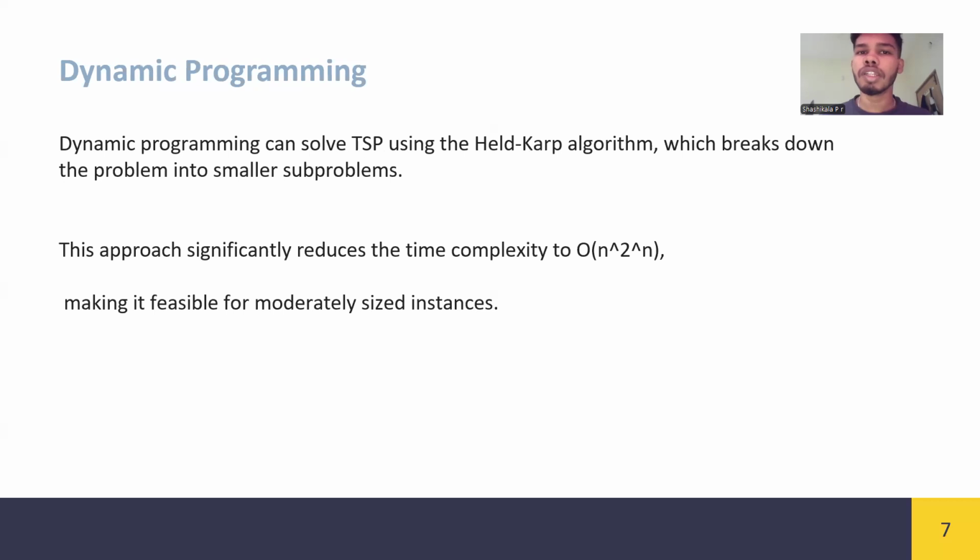So next, we'll move on to dynamic programming. Dynamic programming can solve the TSP using the Held-Karp algorithm, which breaks down the problem into smaller sub-problems. It is also called the divide and conquer rule. This approach significantly reduces the time complexity to O(n²) times 2ⁿ, making it feasible for moderately sized instances.